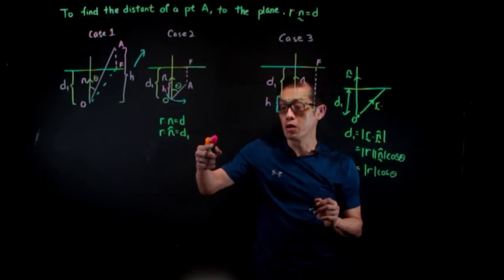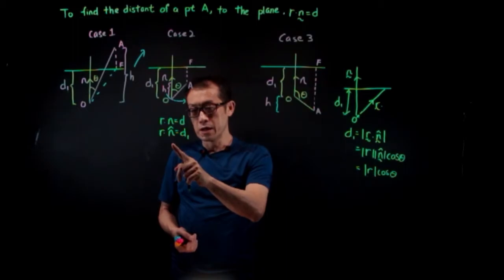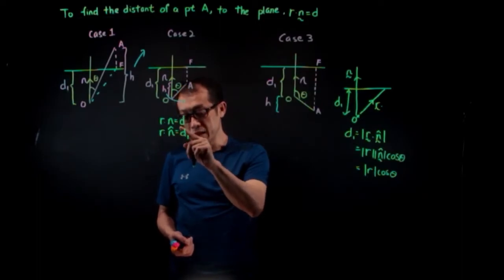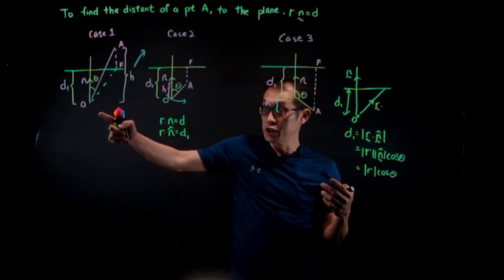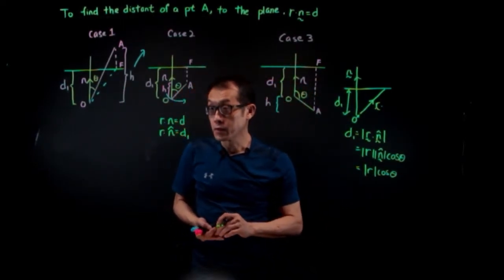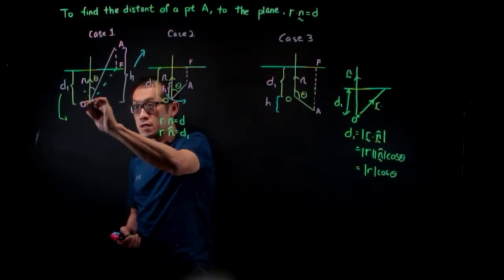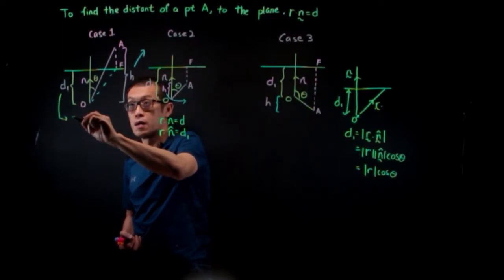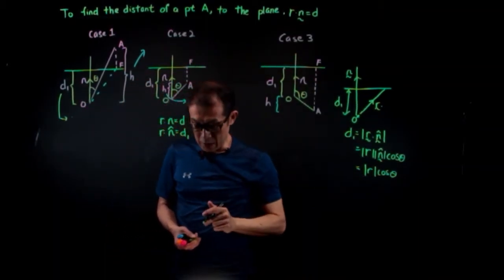When your equation of plane is given by r dot unit vector n equals d, if d is positive, then d represents the distance of the origin to the plane. So what does this represent? This is the distance of the origin to the plane. In this case we call it d1. This distance is d1.